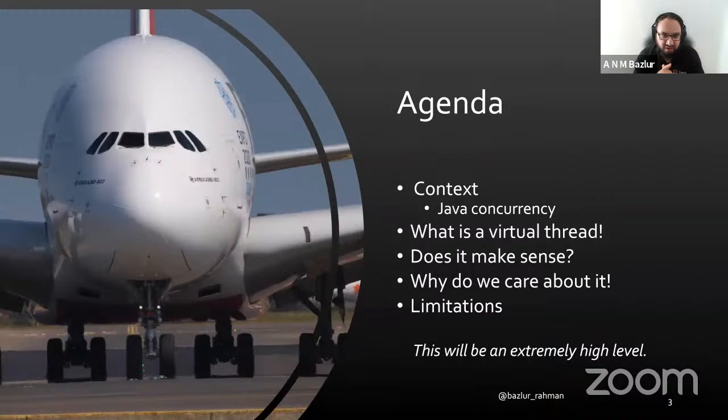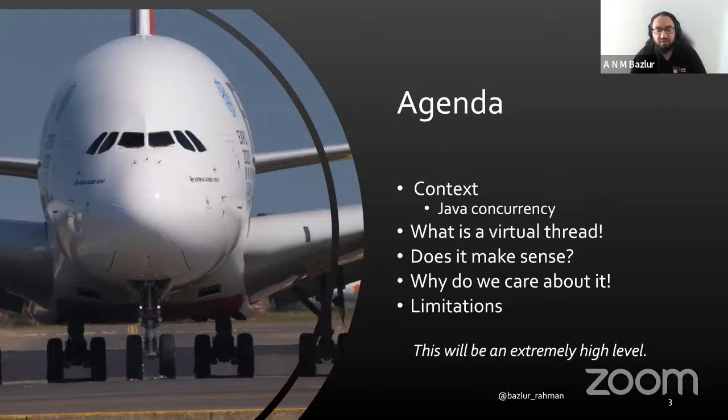Let's go straight to the agenda of the talk. I already gave you some idea of what I'm going to do, but in the highlight version, I'm going to talk about what a virtual thread is, how it makes sense, and if there are any limitations. You have to keep in mind that the virtual thread feature is still in preview. So it's not out there yet. We'll probably not be able to use it in production right now, but we can play around with it.